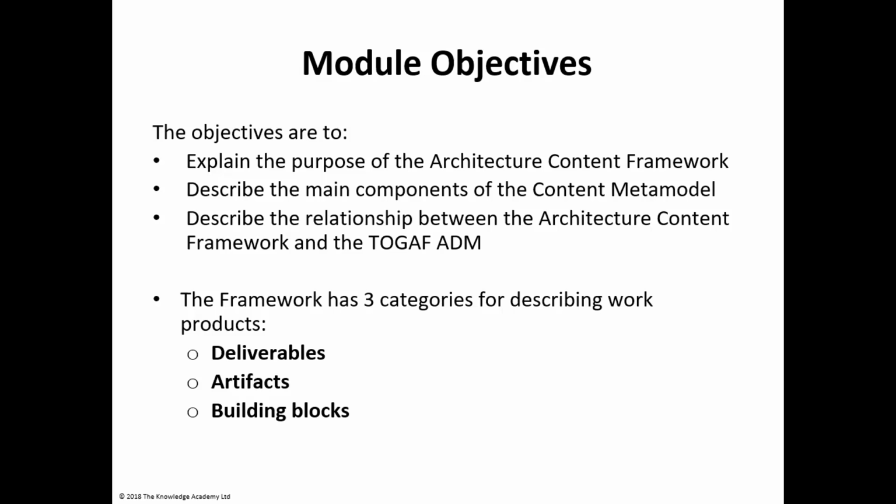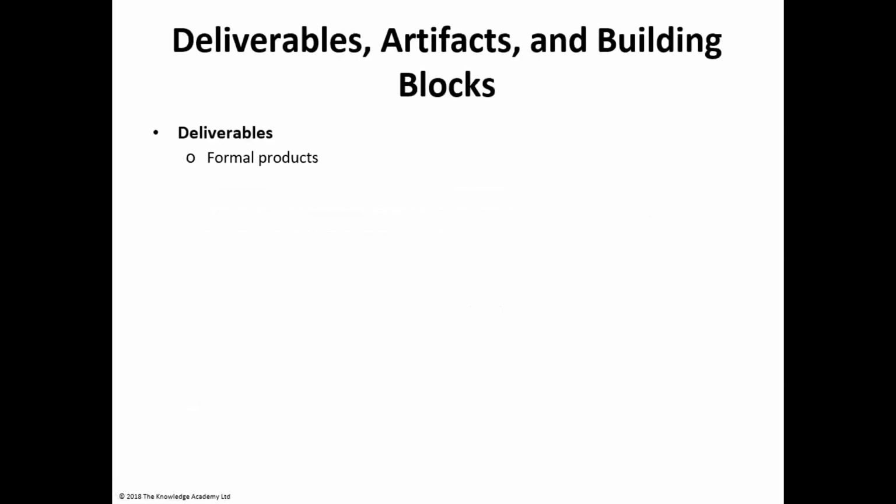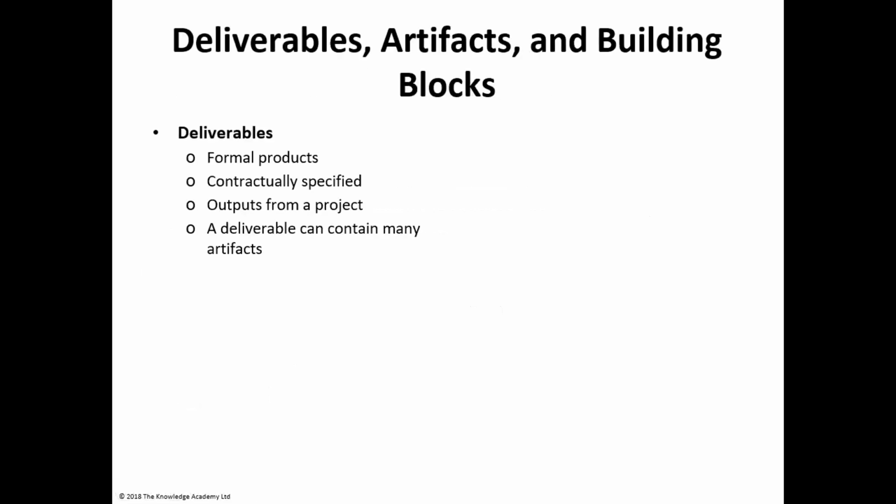Now, coming back to the content framework, the framework has three categories for describing work products: deliverables, artifacts, and building blocks. Now, what is a deliverable basically? Any output. You have a contract with the client, and because of that you have so many outputs in every phase, even the final product. It is called a deliverable. It is a contractually specified output from a project.